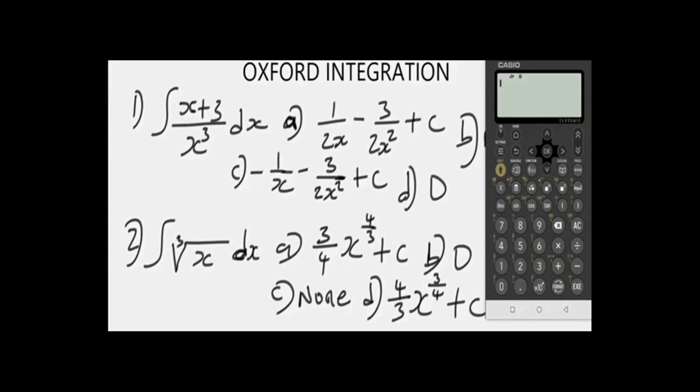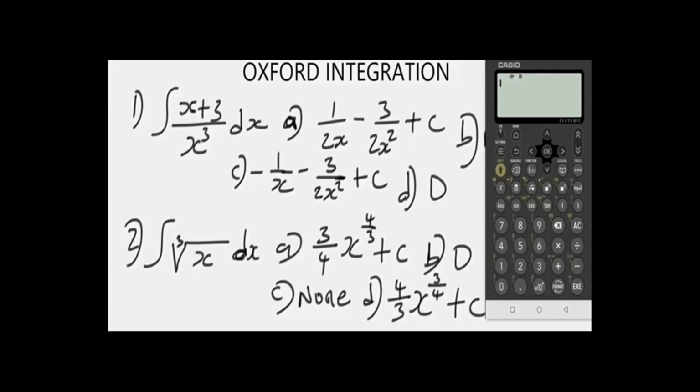To store 2 on this calculator, you press this variable button. Alright, navigate to the x variable. You press 2, press execute. So this indicates that 2 has been stored as x on this calculator. Let's go back, press AC button. So the idea behind solving indefinite integrals using this Casio calculator will be to simplify the question and differentiate the options.